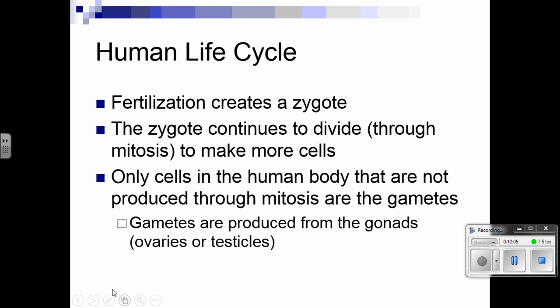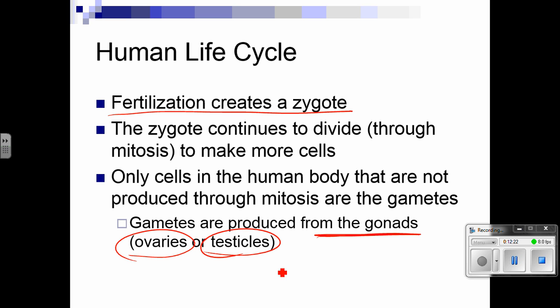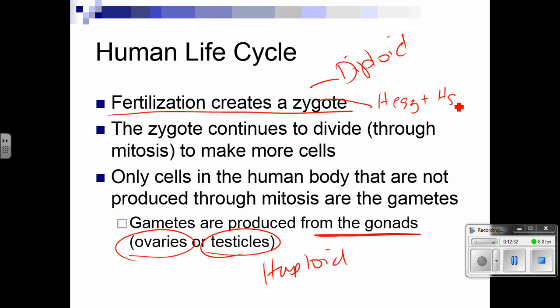A little bit about the human life cycle, because that's the one we talk about the most. Fertilization creates the zygote. Zygotes continue to divide through mitosis to make more cells. Only cells in the human body that are not produced through mitosis are the gametes. Gametes are produced from the gonads, ovaries or testes, and they produce haploid cells. Everything else is diploid. Even the zygote is diploid, because the zygote is formed from a haploid egg and a haploid sperm.